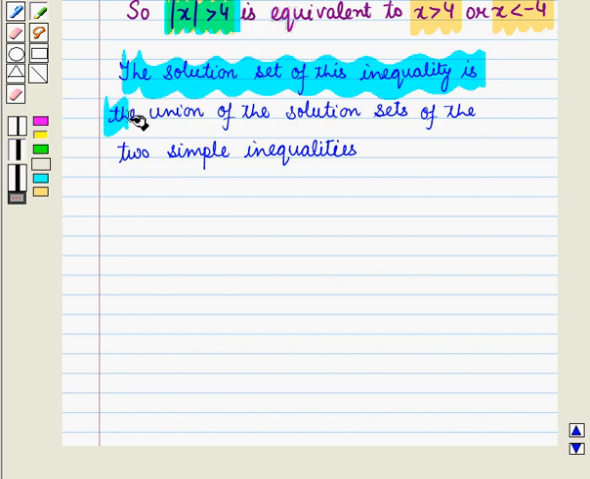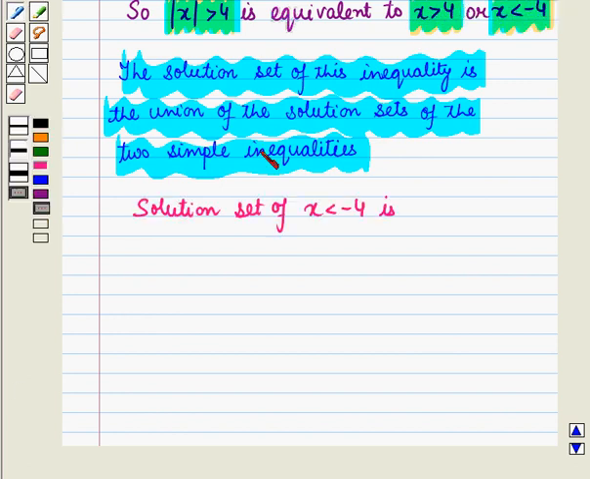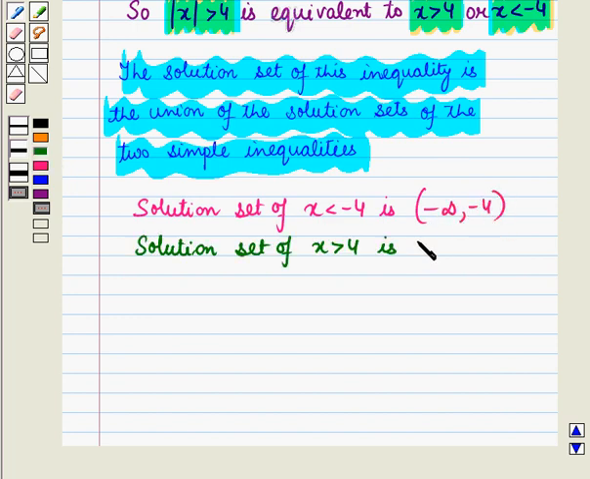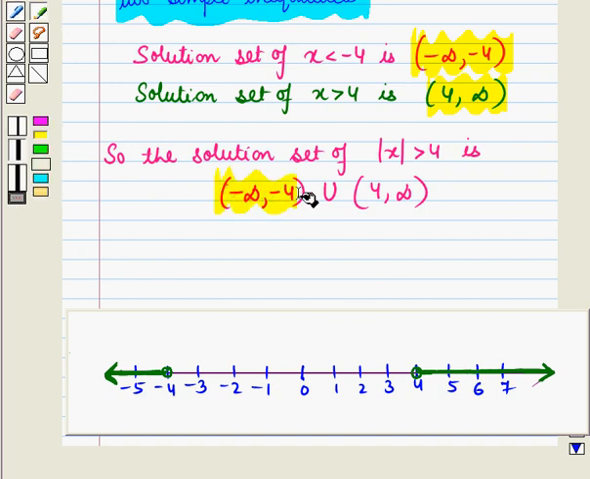and the solution set of this inequality is the union of the solution sets of the two simple inequalities. Now we know that the solution set of the inequality x is less than minus 4 is the open interval minus infinity to minus 4, and the solution set of the inequality x is greater than 4 is the open interval 4 to infinity. So the solution set of the inequality absolute value of x is greater than 4 is given by the union of these two solution sets, that is, open interval minus infinity to minus 4 union open interval 4 to infinity. And here on the number line we have represented this solution set of the inequality absolute value of x is greater than 4.